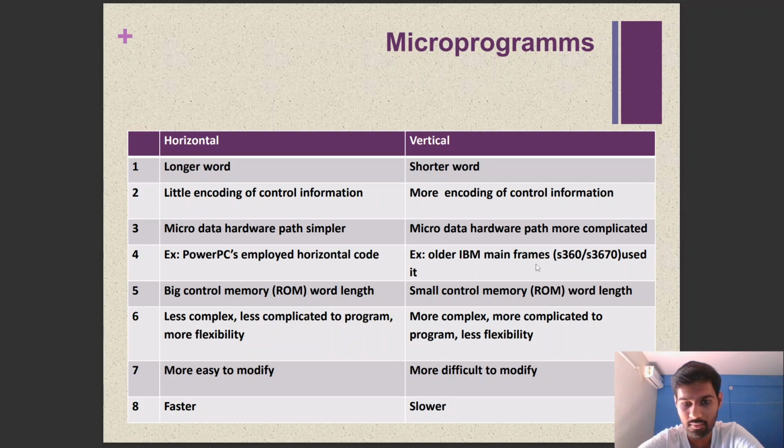Horizontal has a big control memory ROM word length, and vertical a smaller word length. Vertical is less complex and less complicated to program, and more flexible; horizontal is more complex, more complicated, and less flexible. Horizontal is more easy to modify. Vertical, on the other hand, is difficult to modify. Horizontal is faster compared to vertical, and vertical is slower compared to horizontal.